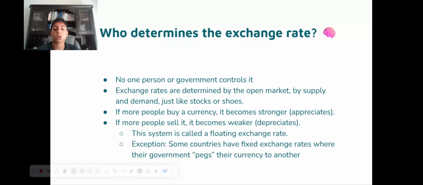Most major currencies work under a floating exchange rate, meaning the market decides. But some countries, like Saudi Arabia, have fixed exchange rates, where the government pegs its currency to something like the US dollar. They do this to maintain stability, but it limits flexibility.